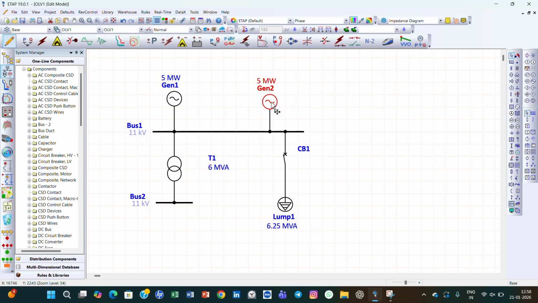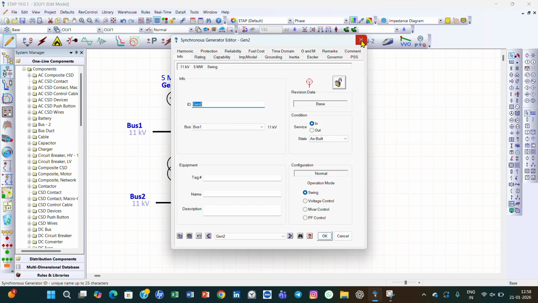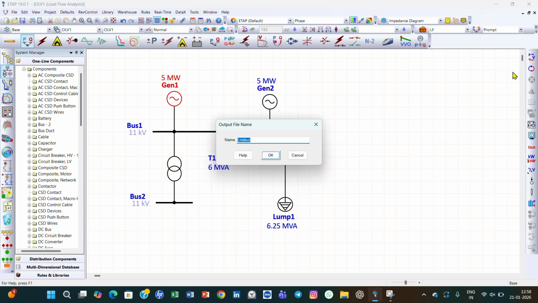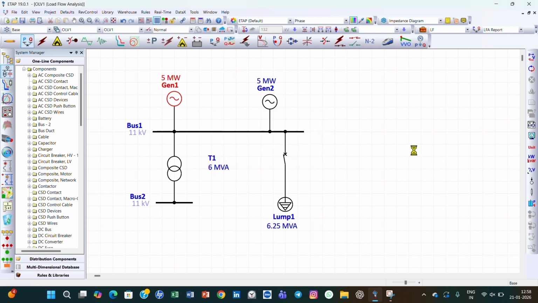First of all, we will keep both the generators in swing mode, and we will study their load sharing. They are sharing the load equally. We will name it LFA report. Click OK. You can see the load is 2500 kilowatt and 1875 kVAR reactive load. This is the same, so both the generators are sharing the load equally.